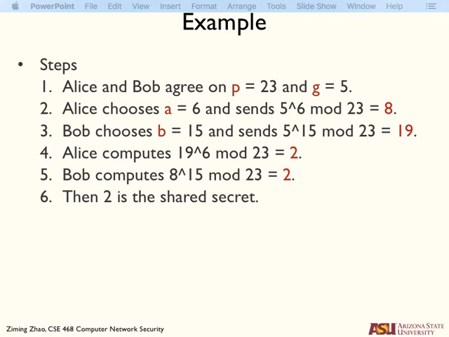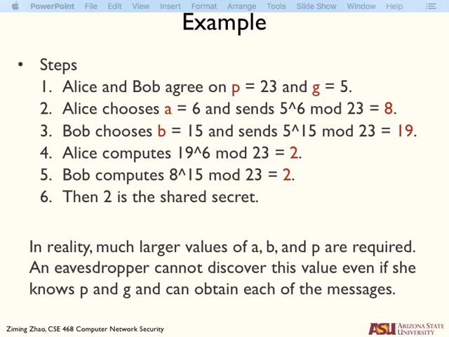Okay. So then Alice computes 19 to the 6th power, because Alice knows this secret 6, modulo 23 and gets the number 2. Bob does the same thing and gets number 2. So number 2 is the shared secret here. But obviously this example is not secure because all those numbers are very small, so we can do a brute force attack. So in reality, we're going to use much larger values.